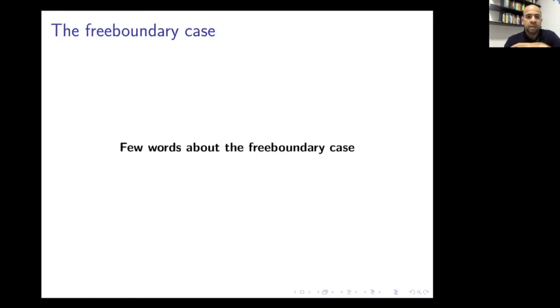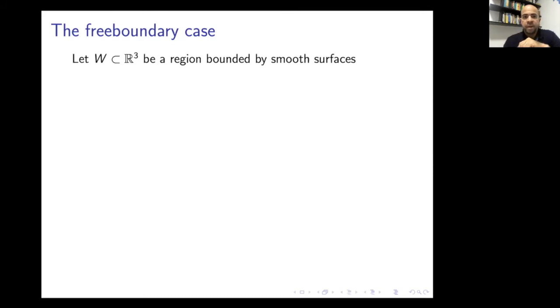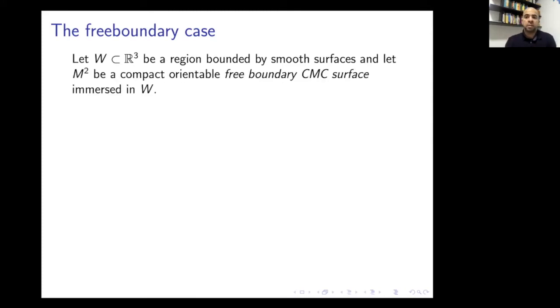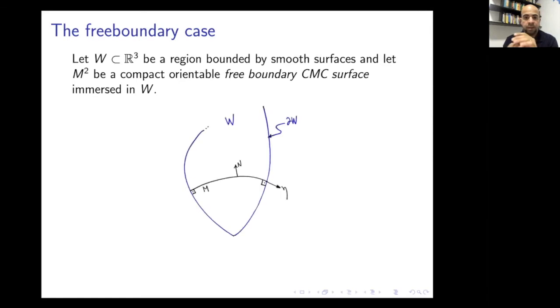Now, I'd like to say a few words about the free boundary case. We denote by W a region in Euclidean three-space bounded by smooth surfaces. And in this region, we consider, denote by M again, a compact orientable free boundary CMC surface. The situation is more or less like in this picture here.